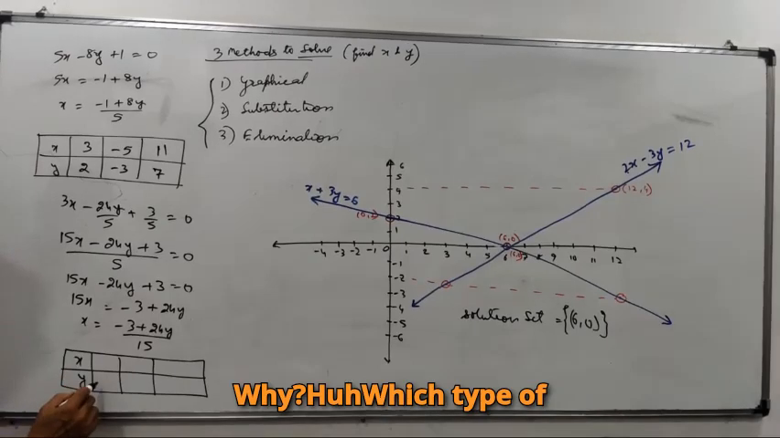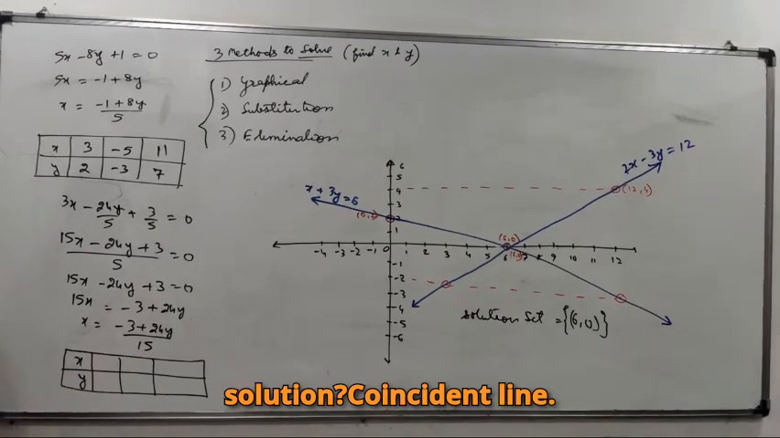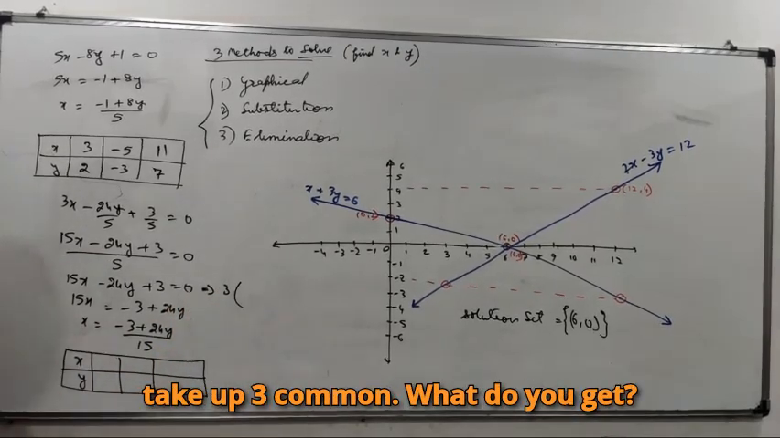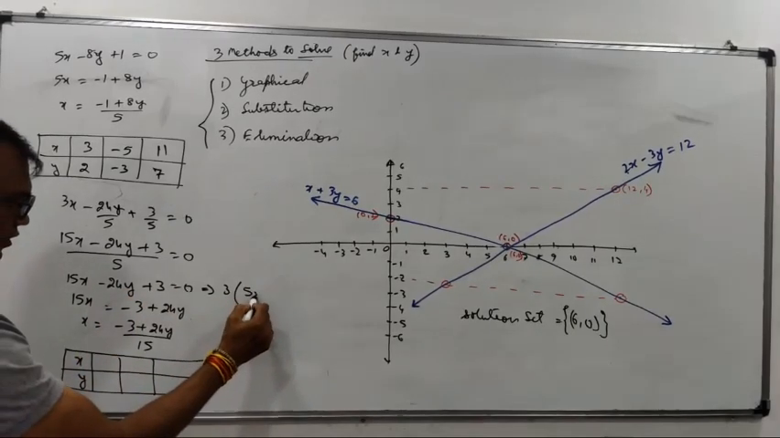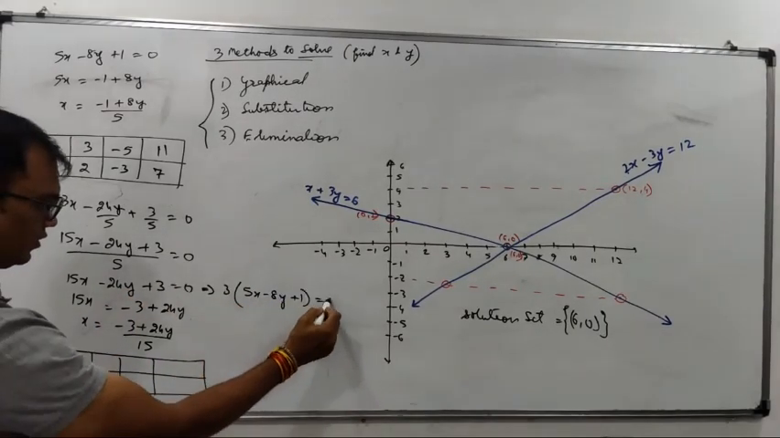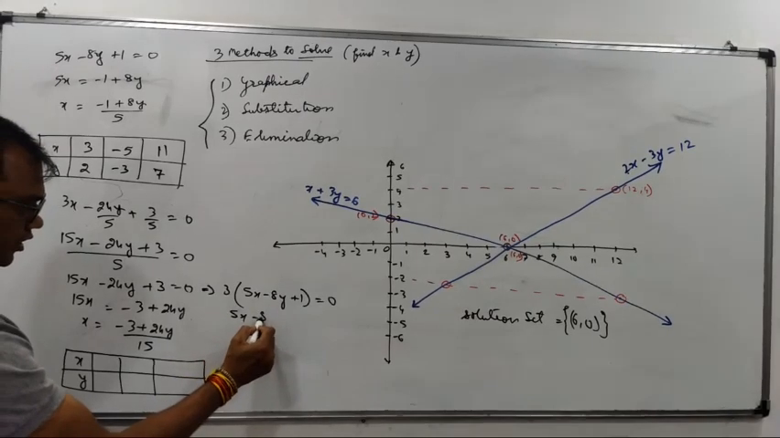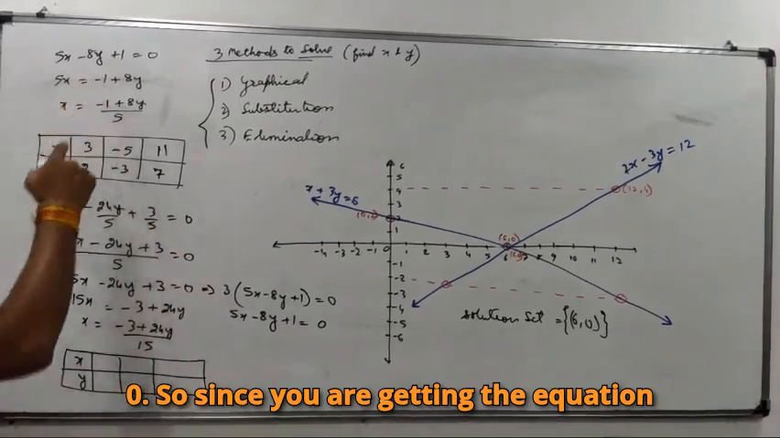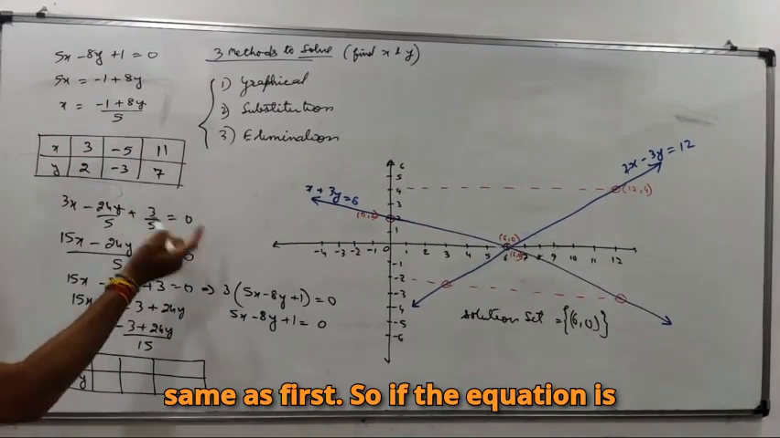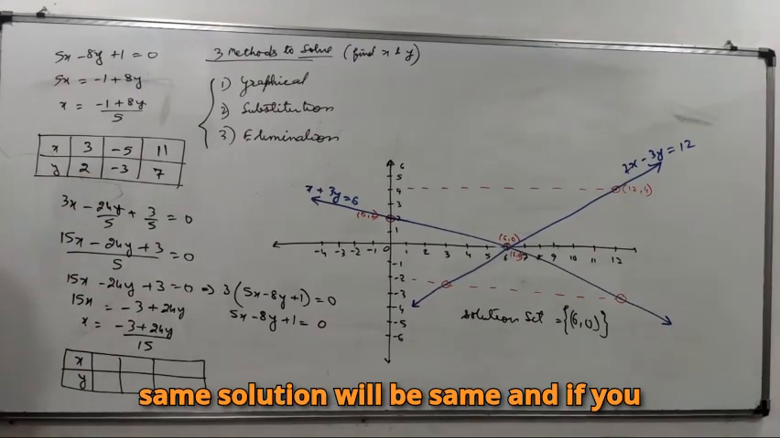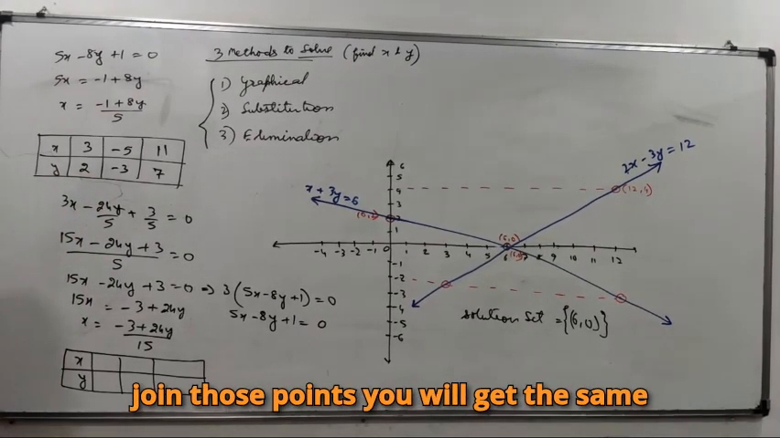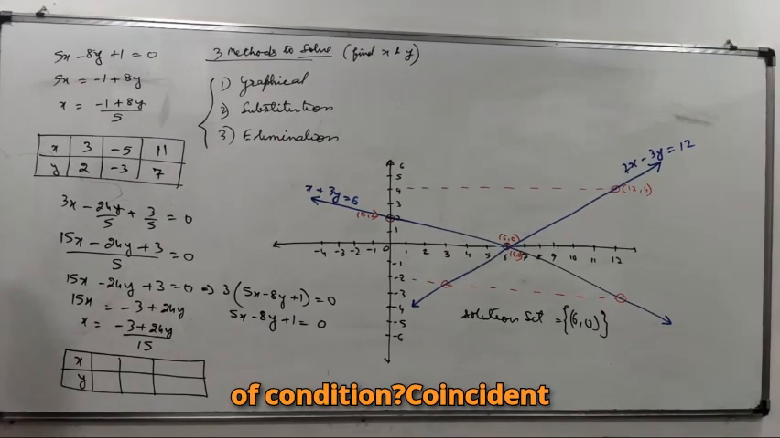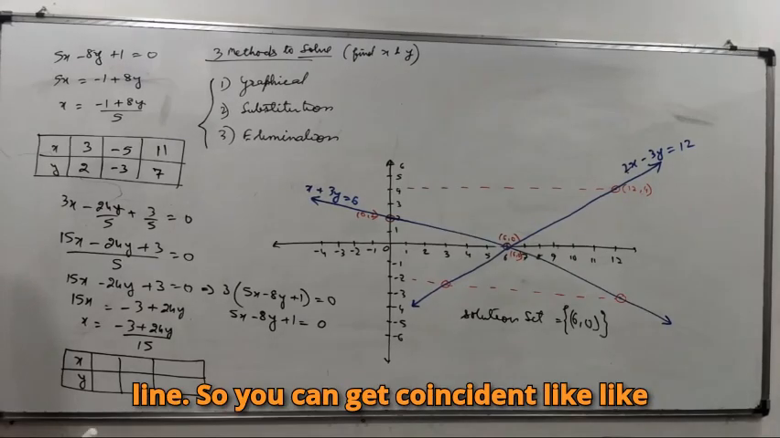Yes, the equation becomes the same, so which type of solution? Coincident line. One other thing that you can do is if you take out 3 common, what do you get? Take 3 on the other side. 0. So since you are getting the equation same as the first, if the equation is the same, the solution will be the same. And if you join those points, you will get the same line. So if it is the same line, which kind of condition? Coincident line. So you can get coincident lines like this.